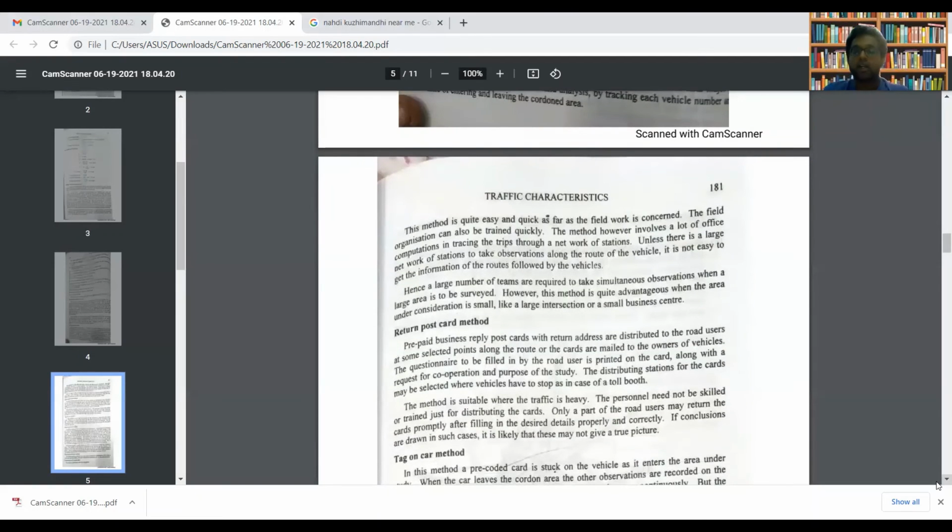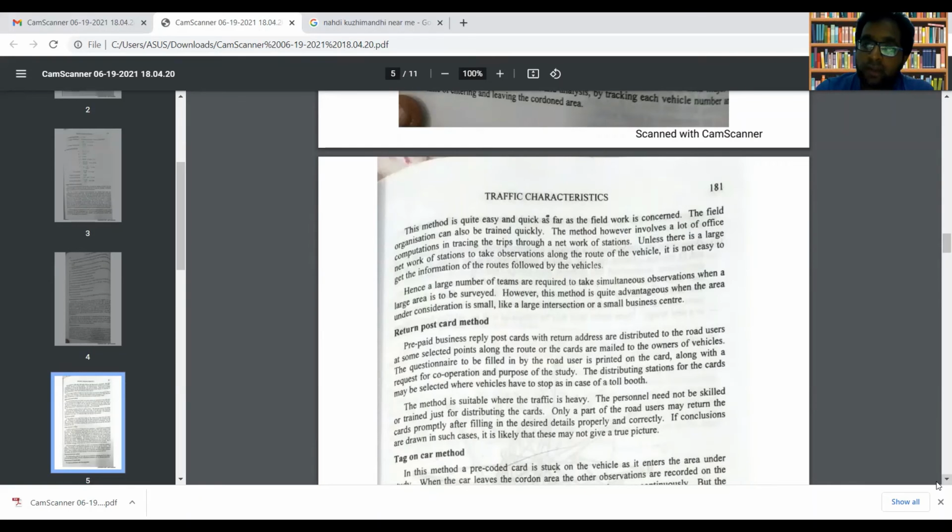Another method is the return postcard method. Return postcard method ensures that there is no loss of time as the vehicle is being stopped and a questionnaire is being issued. So what is done is, prepaid reply postcards with a return address will be distributed to the road users. At one particular selected point along the road, the people will be asked to stop and we will be distributing the prepaid reply postcards.